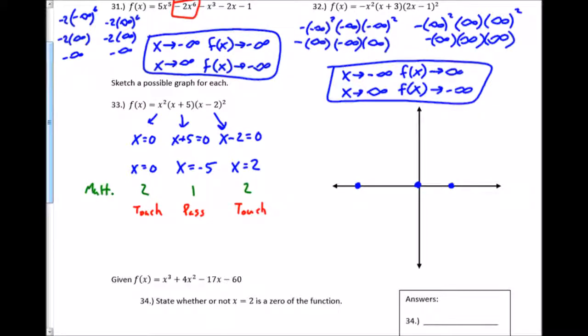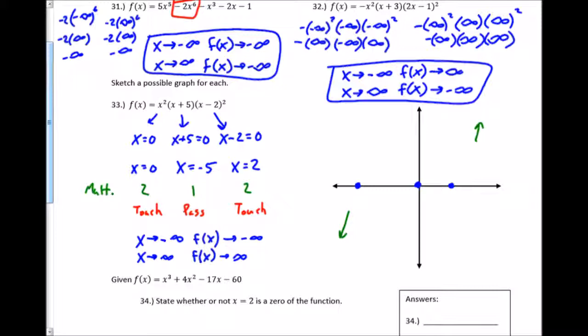The only other thing that will help is our end behavior. I need the end behavior here. So I look as x goes to negative infinity. And when I plug that in, that's going to give me a negative infinity. And then I look as x goes to positive infinity. And when I plug that in, I get a positive infinity. And so what that tells me is that this end of the graph should be headed down. This end of the graph should be heading up.